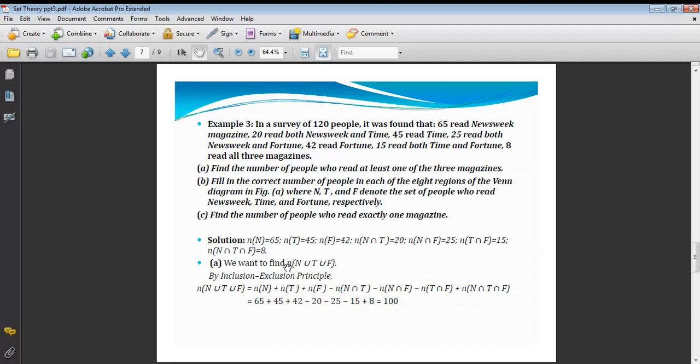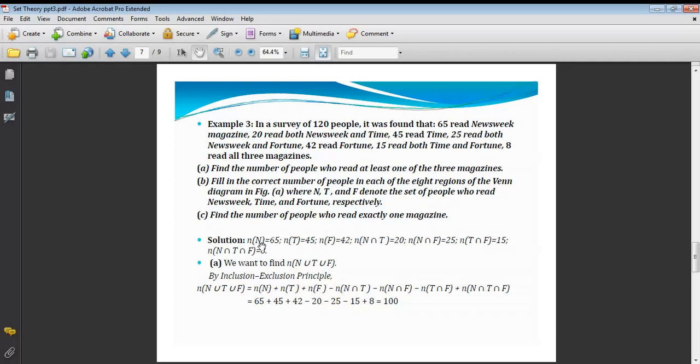That means you have to find out the number of people who read Newsweek, Times and Fortune, all the three, at least of all the terms. So here N union T union F is the number of people who read at least one of these three magazines. First we are writing it in symbolic form.